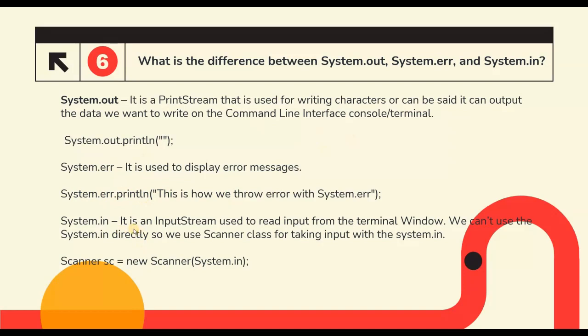And System.in is basically an input stream. It is used whenever you're going to take some input from the user. We can't use this directly, so using the Scanner class we can use it like this: Scanner scanner = new Scanner, and within the constructor we need to pass System.in.